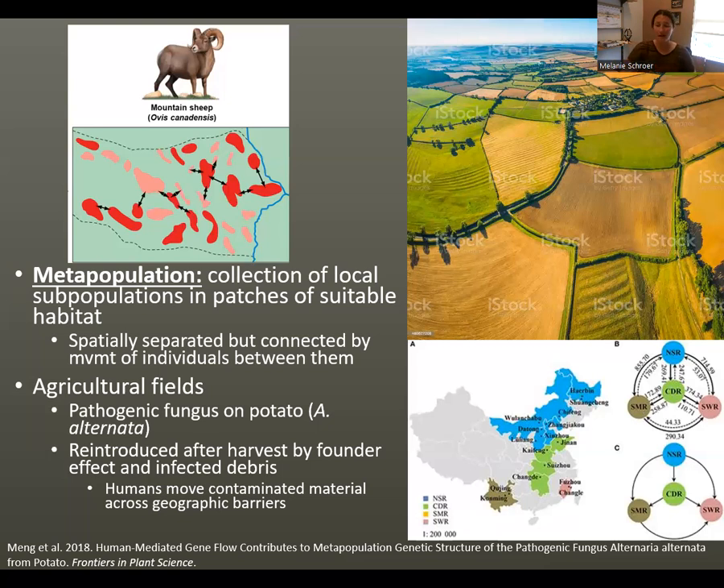Right? Generally, what they found, as I'm sure you could guess, is that humans really are the culprit. So you have machines going back and forth between these two places. We have trucks carting potatoes from here up to here, etc. And so this is how those metapopulations are being connected, by human activity.